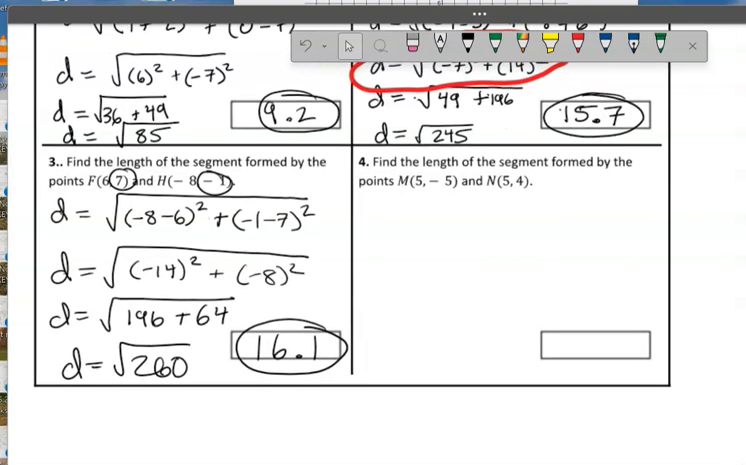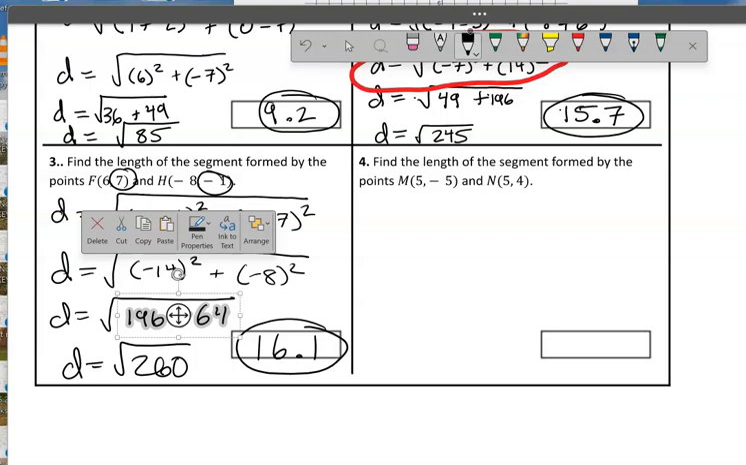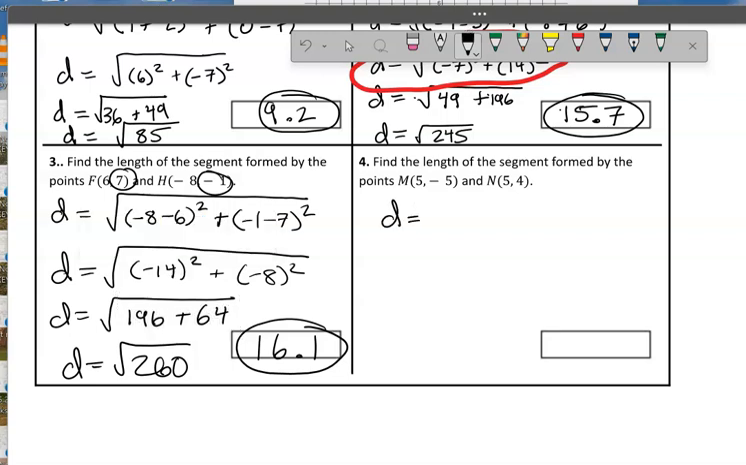Alright guys, last one. Like I said, pause the video, try it out, press play when you're ready. x2 minus x1 squared plus y2 minus y1 squared. Don't forget the square root. When you have the two negatives, it becomes a plus.